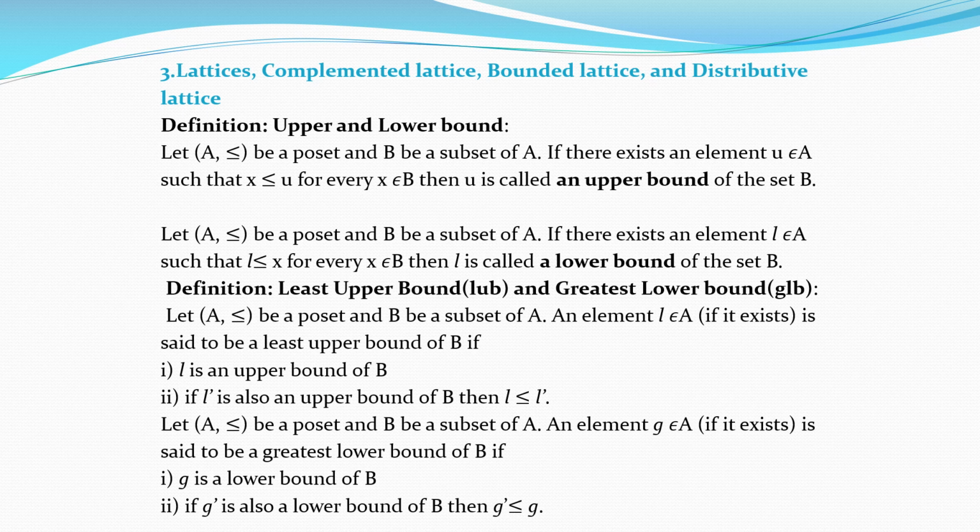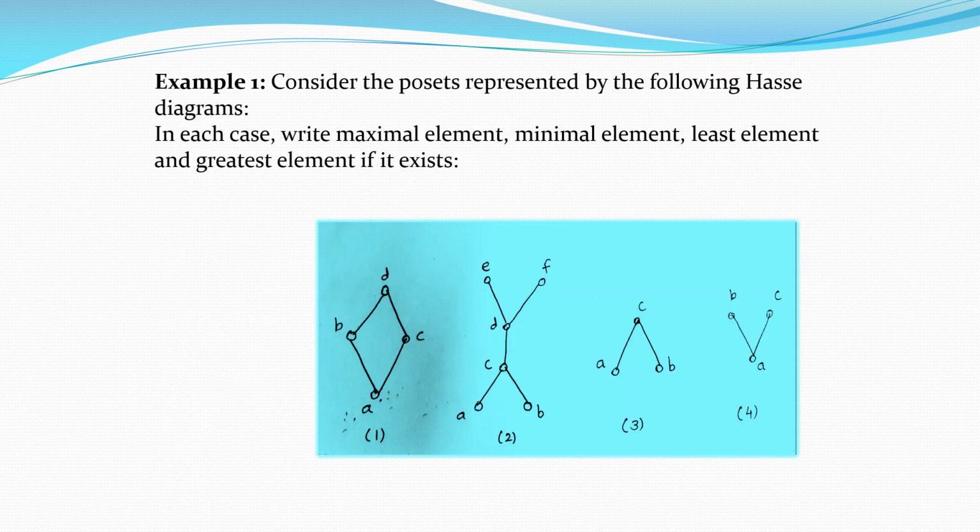Now these definitions are quite difficult to understand. So to clear the concept of all these definitions, we will see some examples. Now here, consider the posets represented by the following Hasse diagrams. In each case, write maximal element, minimal element, least element and greatest element if it exists.